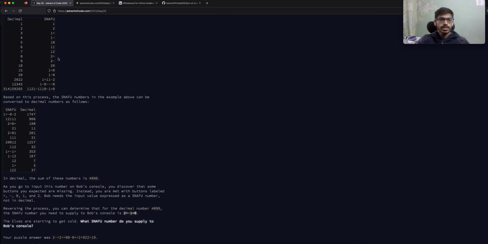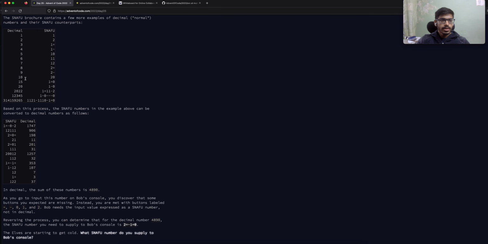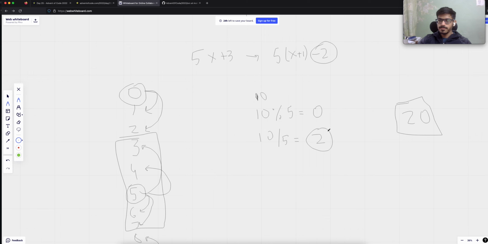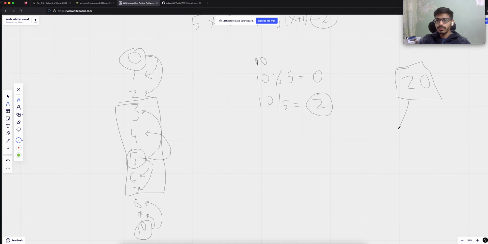We can also double check it from here. For 10 the representation is 20. And how to convert this back into normal decimal format? That is pretty straightforward. The 0 place is 1, so 0 into 5 to the power 0 plus 2 into 5 to the power 1. So this comes out to be 10 plus 0, which is 10.